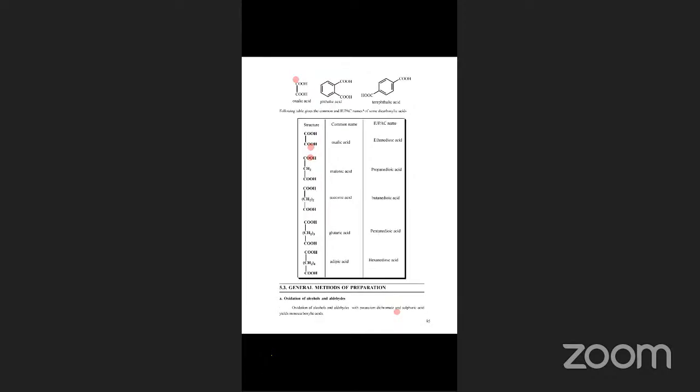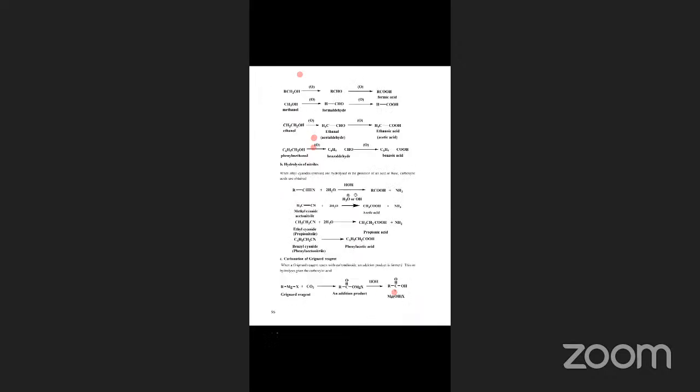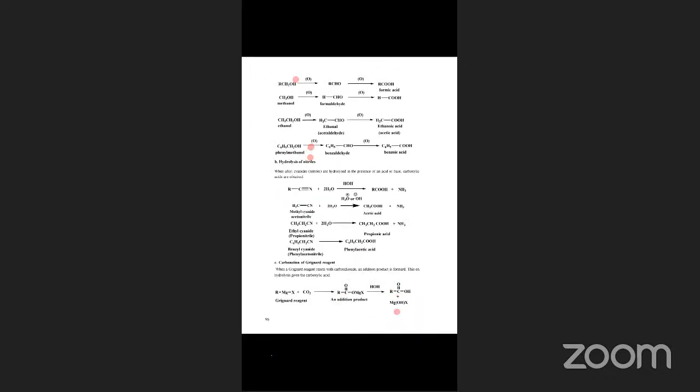See, oxidation of alcohols and aldehydes. So the first method, remember, is oxidation of alcohols and aldehydes. You know what oxidation is: addition of oxidants, removal of hydrogens. So this is a preparation method for aldehydes and also a preparation method for carboxylic acid.